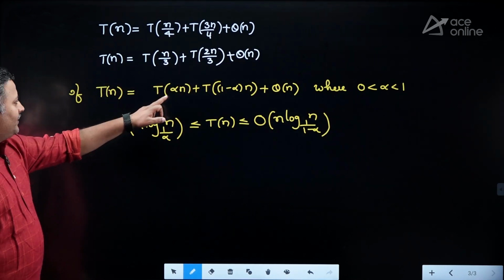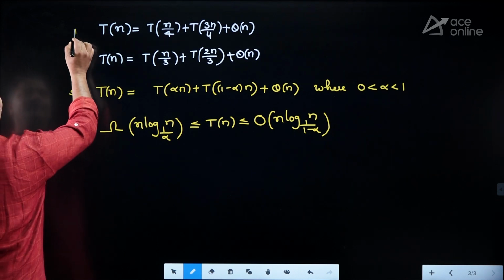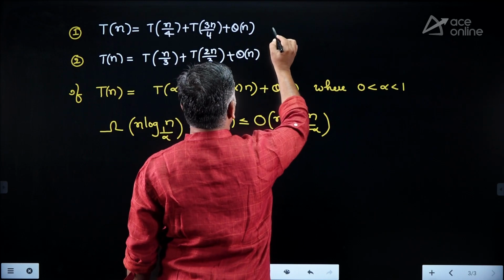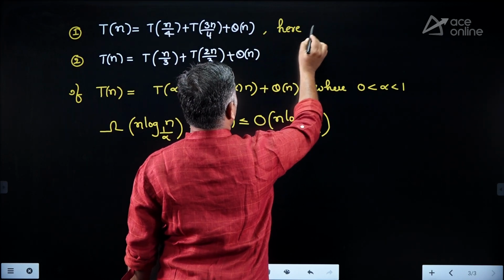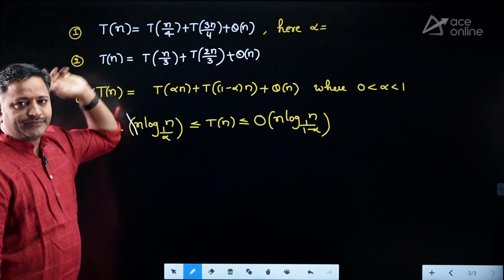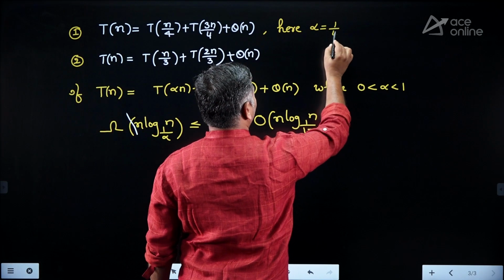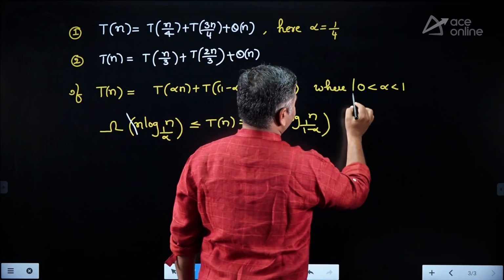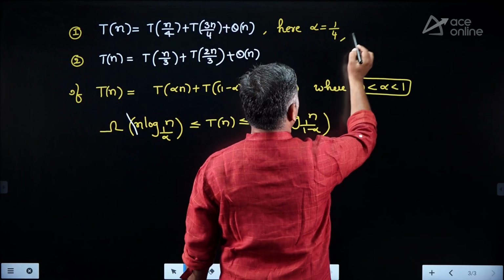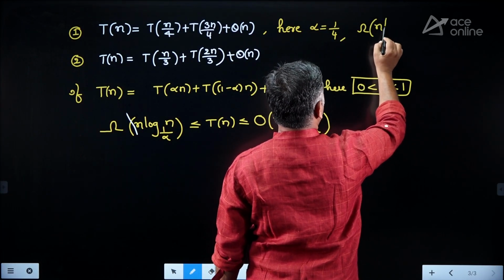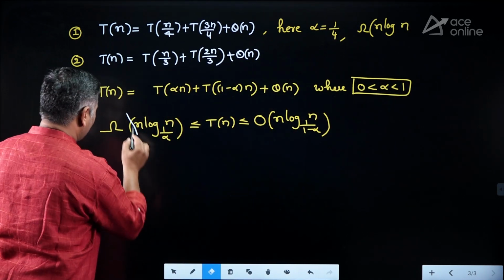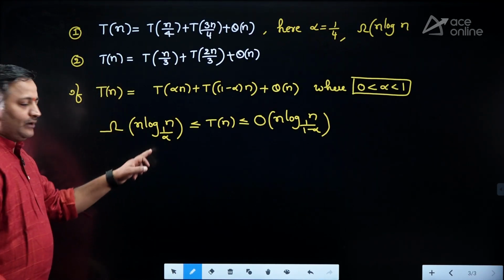Now compare this problem with the first problem. Suppose I consider problem number 1 and problem number 2. So in the first problem, what is the value of alpha? Here alpha is equal to 1 by 4, friends. So therefore alpha is equal to 1 by 4. Clearly 1 by 4 lies between 0 and 1. So hence the answer for this question is minimum time equal to n log n base 1 by alpha.